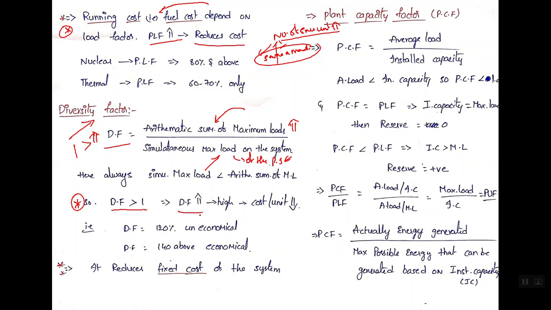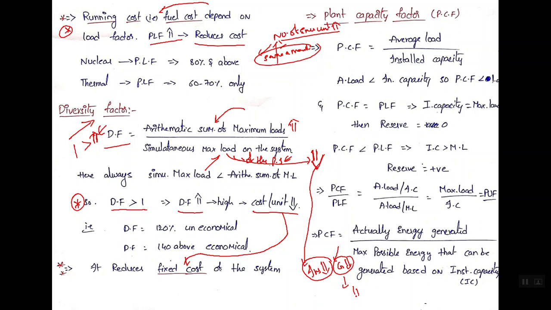And whenever this diversity factor is high, the cost per unit decreases. Which cost? It is nothing but fixed cost. For example, if the diversity factor is higher, then we can say that the maximum load of the power station is low. If the maximum load of the power station is low, then the installed capacity is low. So if the installed capacity of the generating station is low, then the cost of the system will decrease.